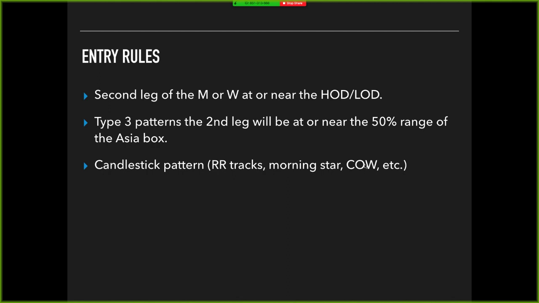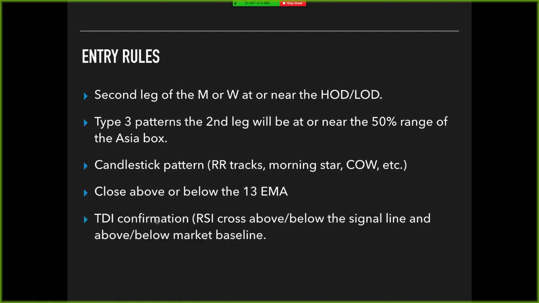Cord of wood, okay, which is like two sets of railroad tracks side by side, okay, stuff like that, or a shift candle, okay, and you're going to look for a close above or below the 13 EMA. You're going to have your TDI confirmation. Also, you need your RSI line crossing above or below the signal line, and also above or below the market baseline. Okay, those are your standard entry rules for M and W patterns that we have already studied.